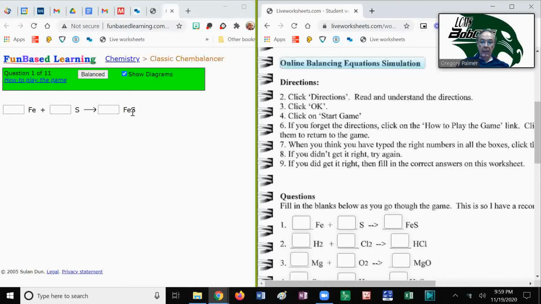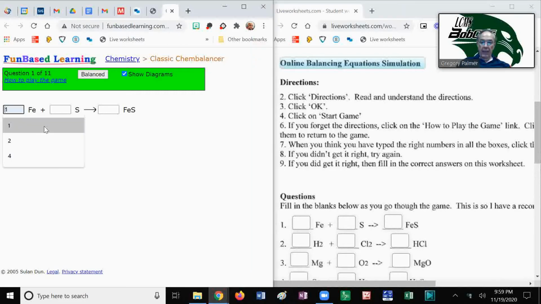But we're going to look at this, and one of the nice things this does is if you start off by putting one coefficient in for everything, it shows you a picture of what the molecule looks like. So we have this elemental iron over here, and we have this elemental sulfur, and then we have this iron sulfide, and you can see that there's one iron hooked to the sulfur.